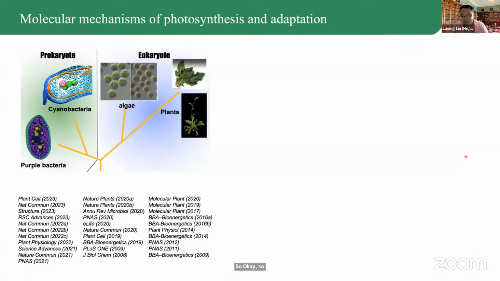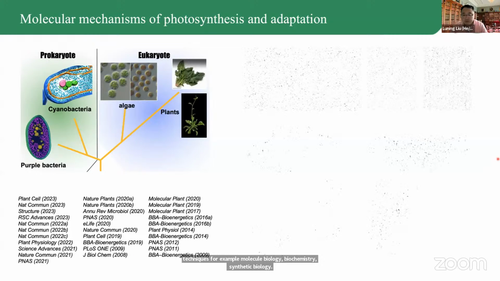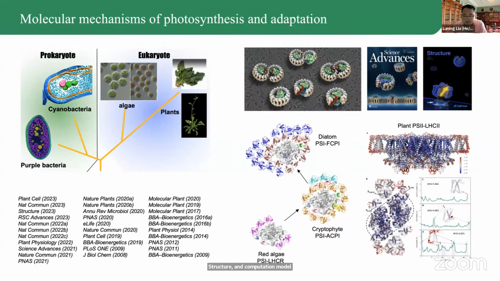I have long research interest in molecular mechanisms of photosynthesis and photo adaptation in different photoautotrophs using multidisciplinary techniques, for example, molecular biology, biochemistry, synthetic biology, structural biology, and computation modeling. My research group studies the structure and functions of individual photosynthetic protein complexes from purple photosynthetic bacteria, cyanobacteria, algae, and plants to explore the evolutionary relationships and the physiological adaptation of photosynthetic systems.